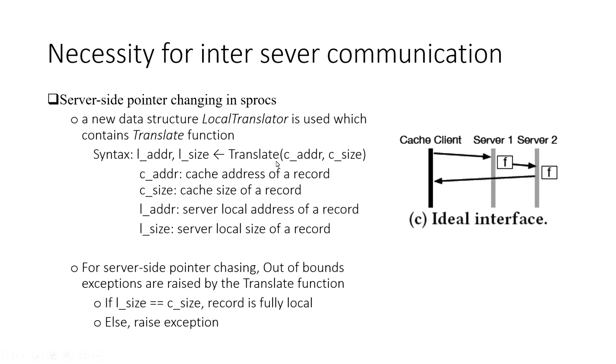In this translate function, they check whether the cache address and cache size provided by the client, when assigned to a server, match its local address and size, to see if the entire computation can be done in a single server or not. If it can be done in a single server, then the server will say, okay, I can do it all by myself. I don't need to communicate with another server. But if not, it has to raise an exception.